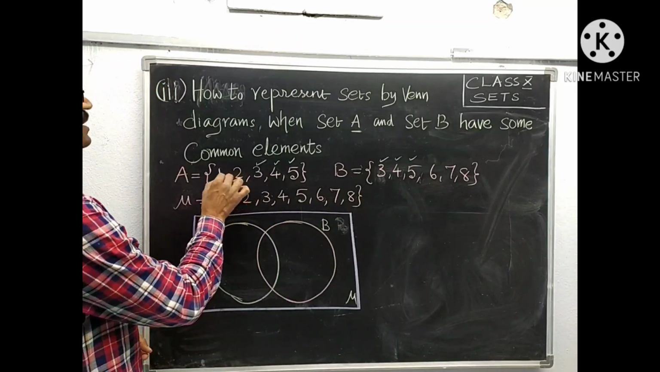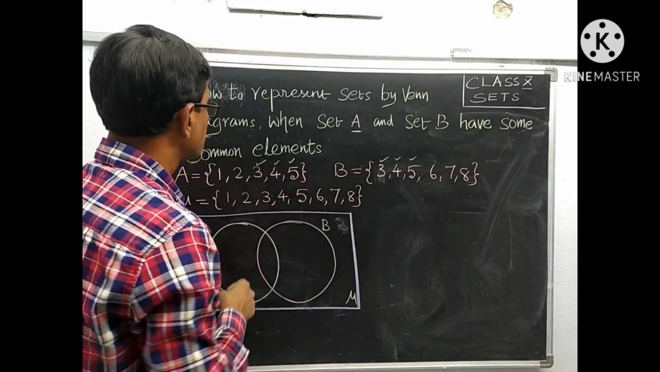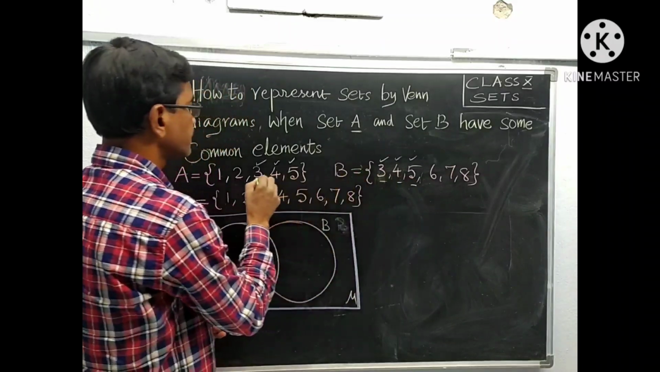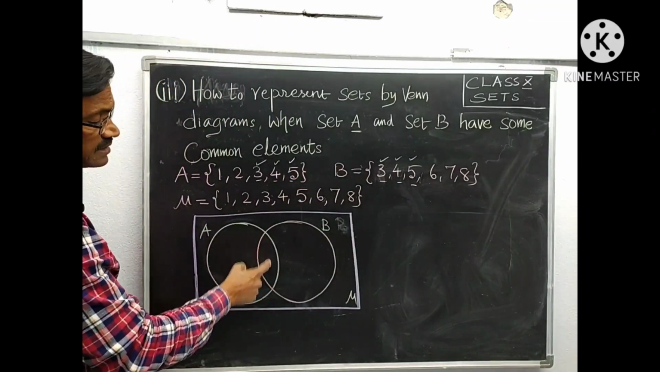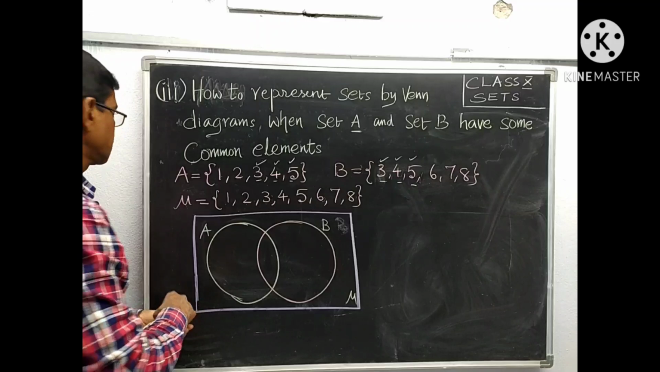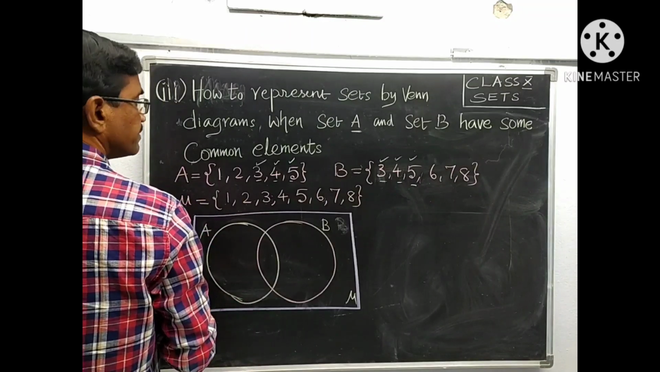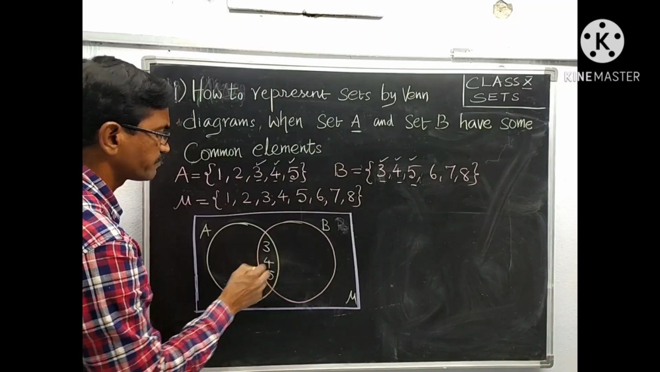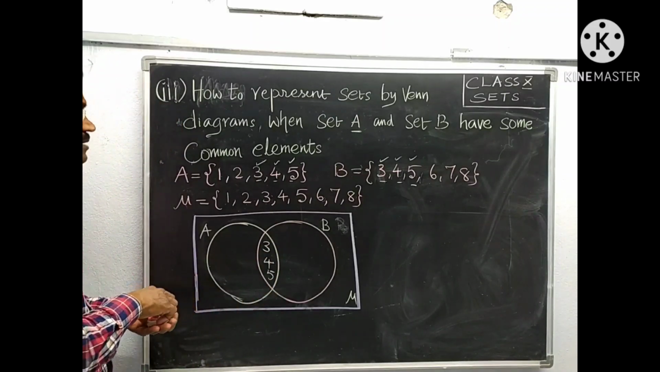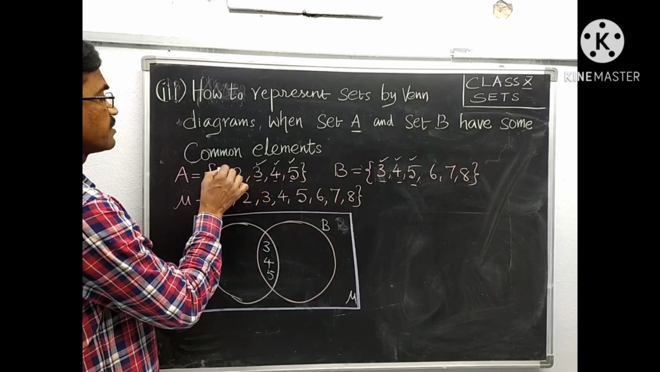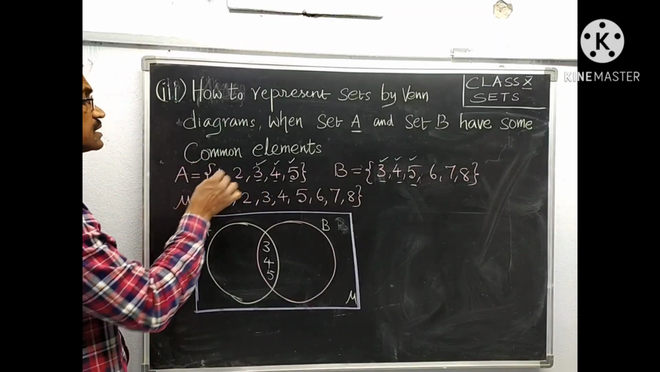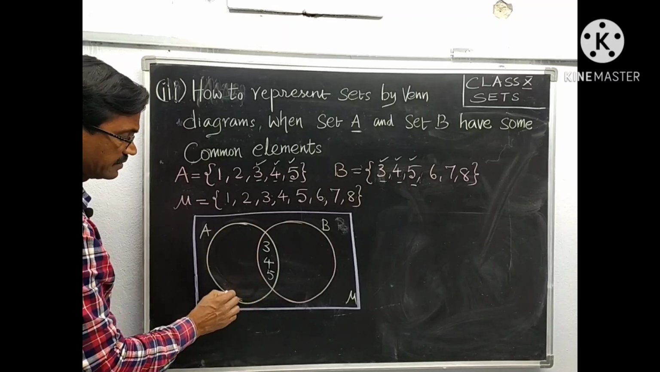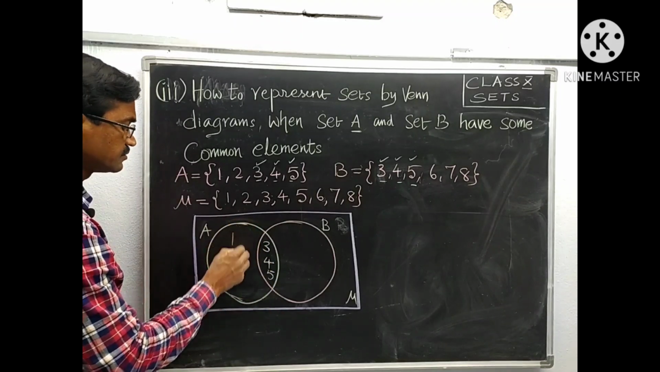First of all we have to write the elements of A, but there are some common elements. So write these common elements in the common part: 3, 4, 5. And the remaining elements of A, 1, 2, should be written in the remaining part of A, in this part.